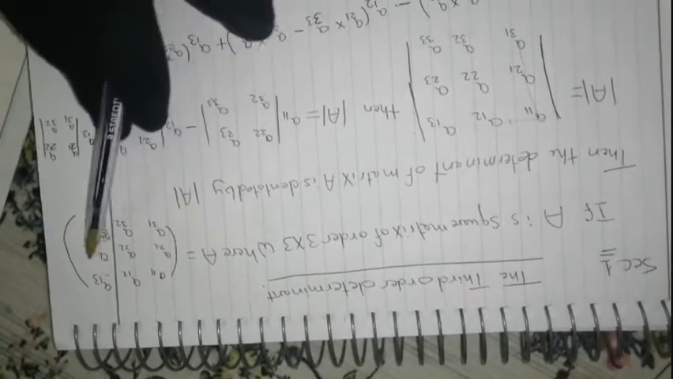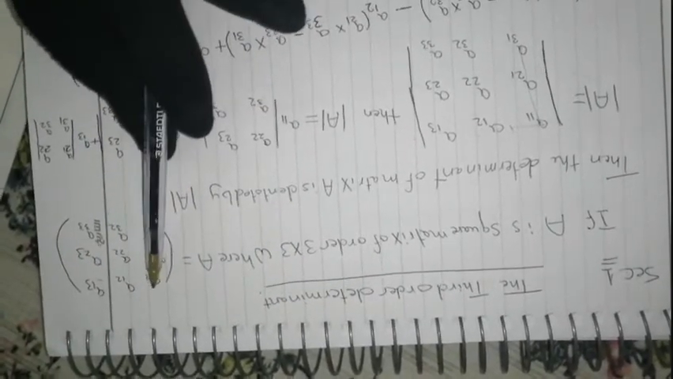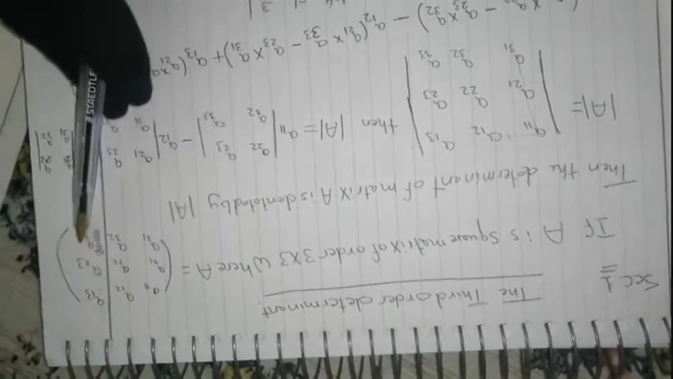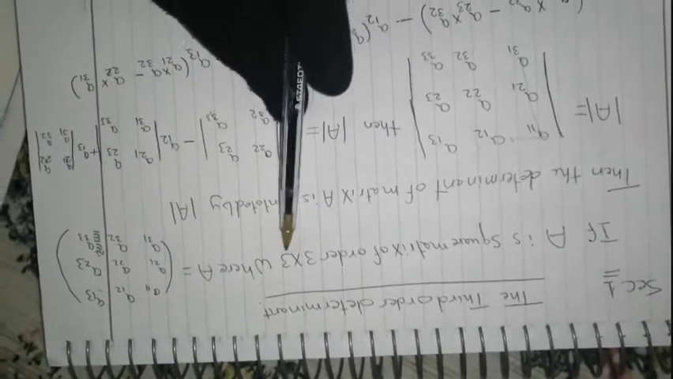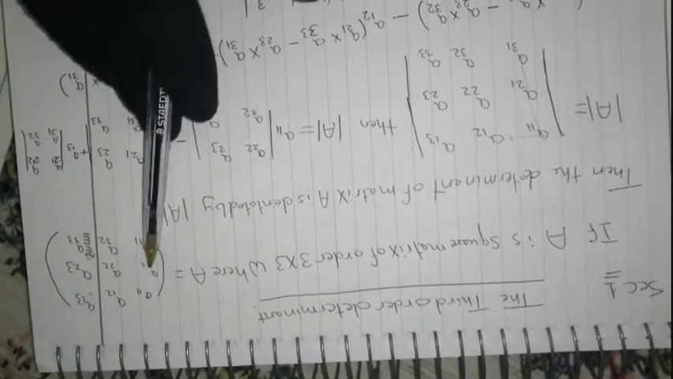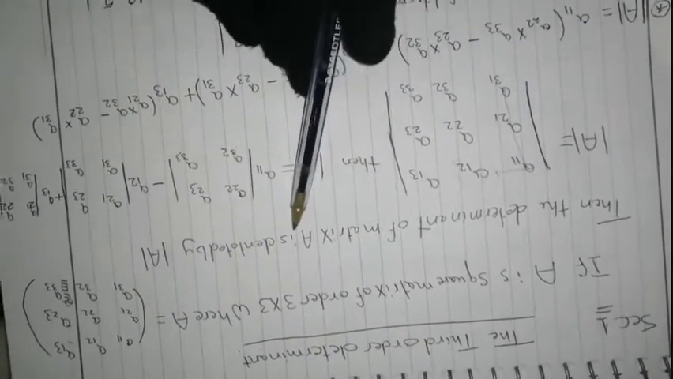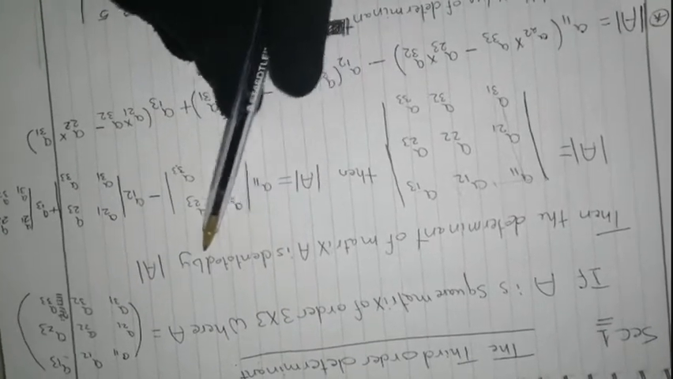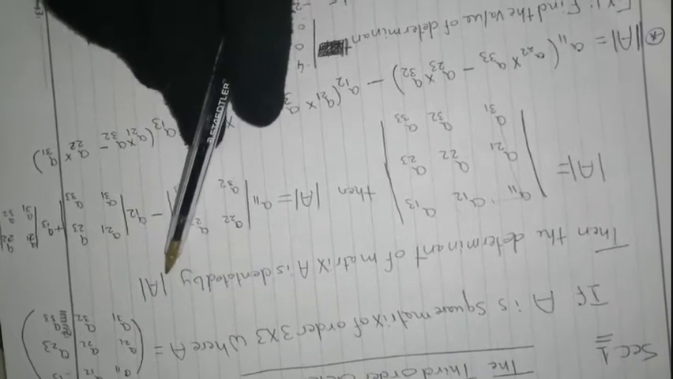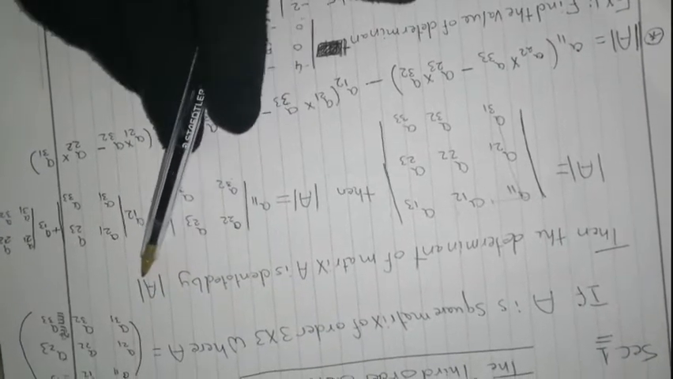Then, how many rows? 1, 2, 3. How many columns? 1, 2, 3. So the order is 3 by 3. And how many elements? 1, 2, 3, 4, 5, 6, 7, 8, 9. Now, the determinant of matrix A is denoted by the letter A, capital, between two line segments.